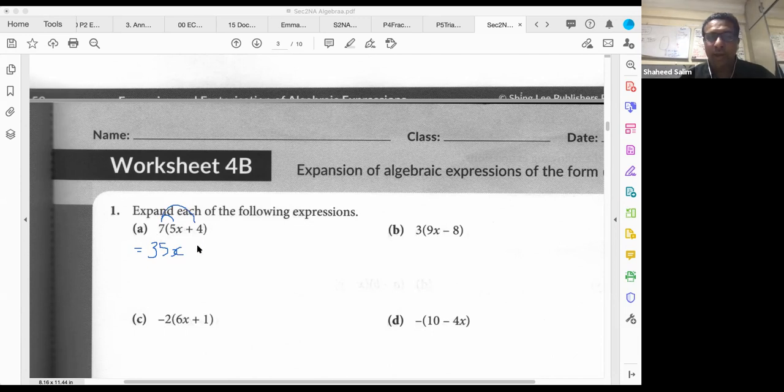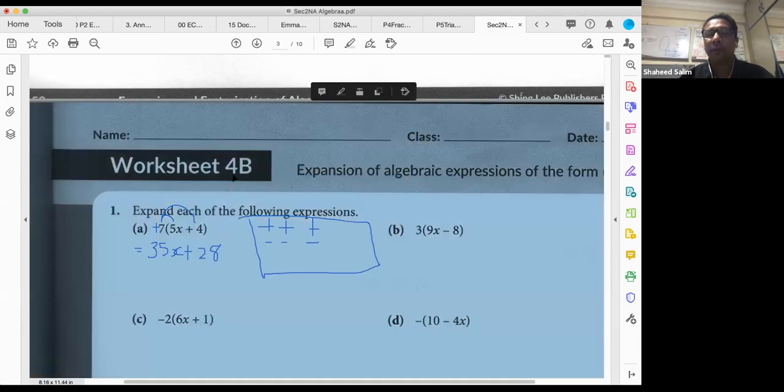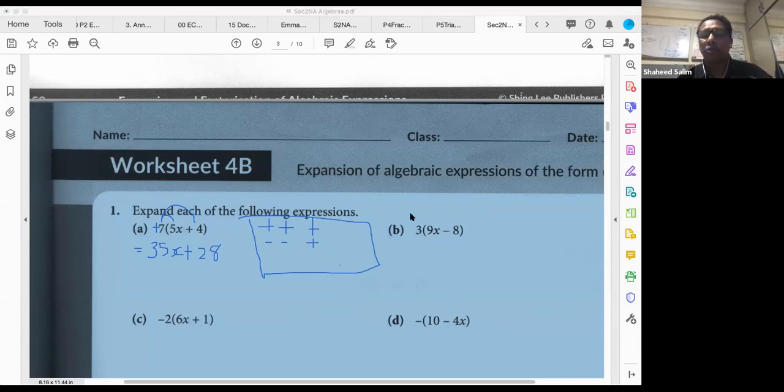7 times 4, 28. You look at the sign. This is plus. You know, there's no sign. Plus and plus give you plus. You must refer to the chart. What chart? You know already the chart. Plus and plus is plus, right? Minus and minus is plus. That chart. Remember that chart? And then, okay, this one is plus. So now you try B, you try D.